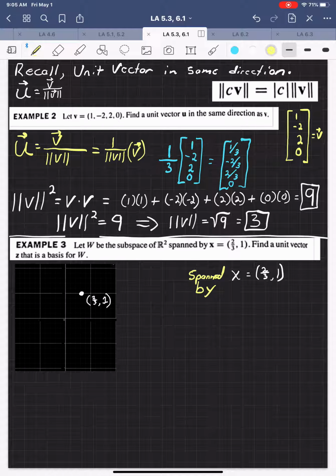Let's go ahead. Maybe it's better if we write x as an n by 1 vector, one that we're used to. So this would be 2/3, 1. And what they're saying when they say that W is spanned by this vector, that would mean the following. That would mean that let's just attach some scalar, c, to x.